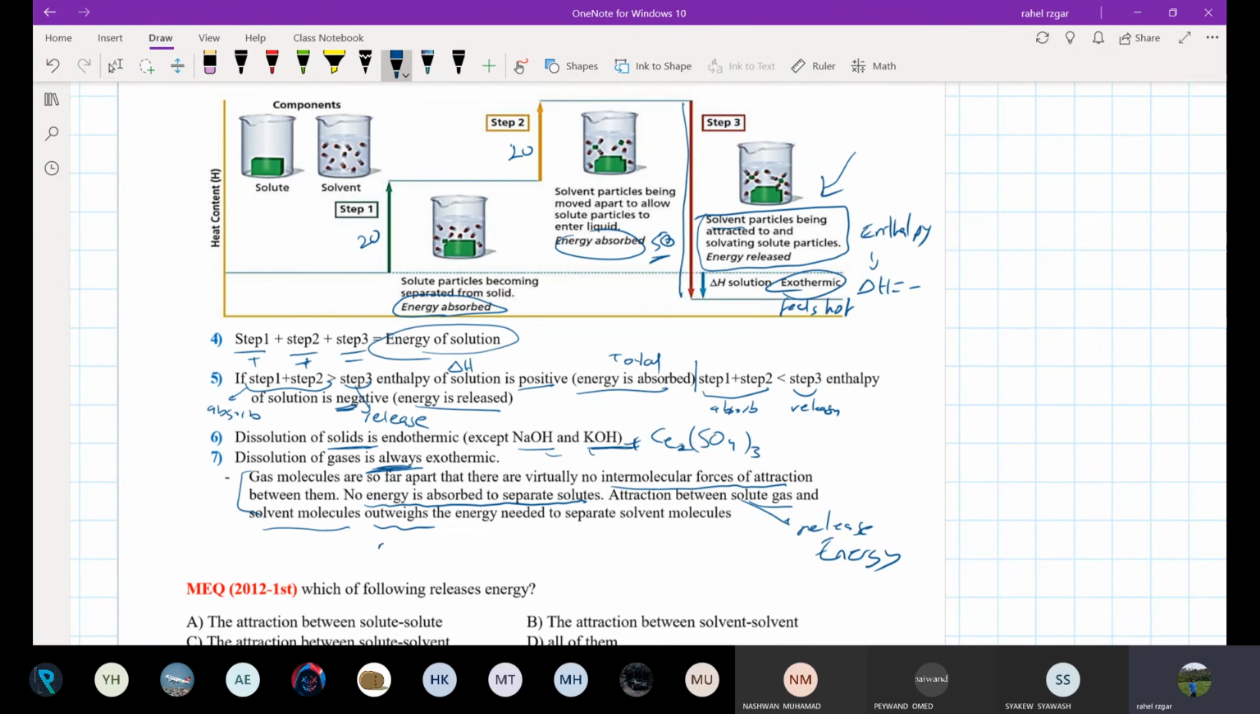Outweighs means it's more than. It's more than the energy needed to separate solvent molecules.